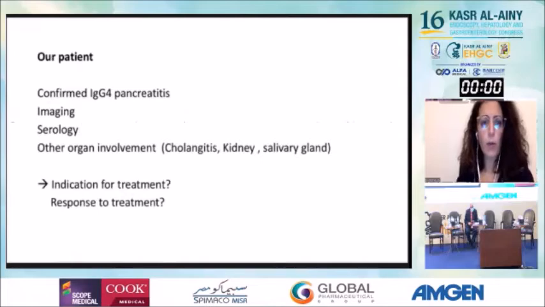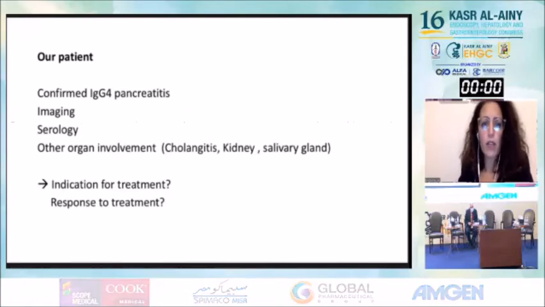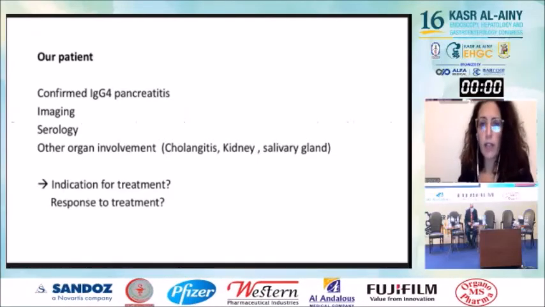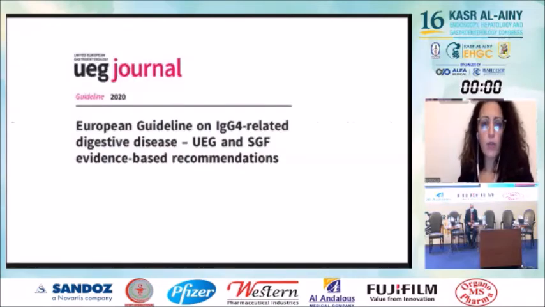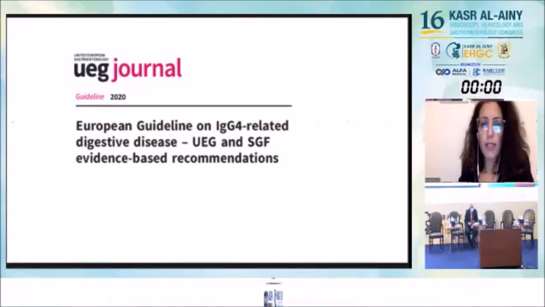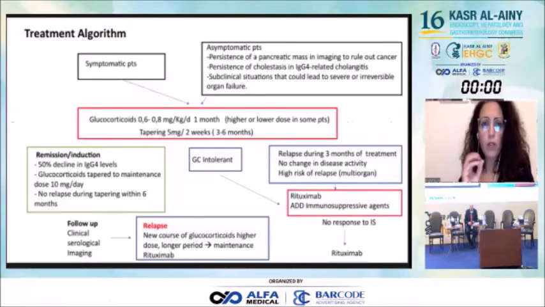So for our patient, we confirmed the IgG4 pancreatitis based on all the criteria I've told you about: imaging, serology, and other organ involvements. Is there any indication for treatment, what treatment, and what response to expect? I just want to remind you that there were European guidelines published recently, including all digestive involvement. So I'll try to sum up the algorithm from these guidelines.